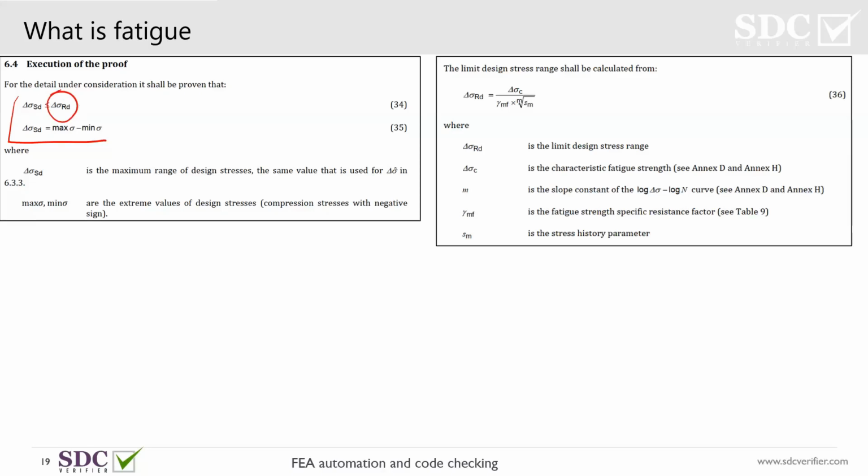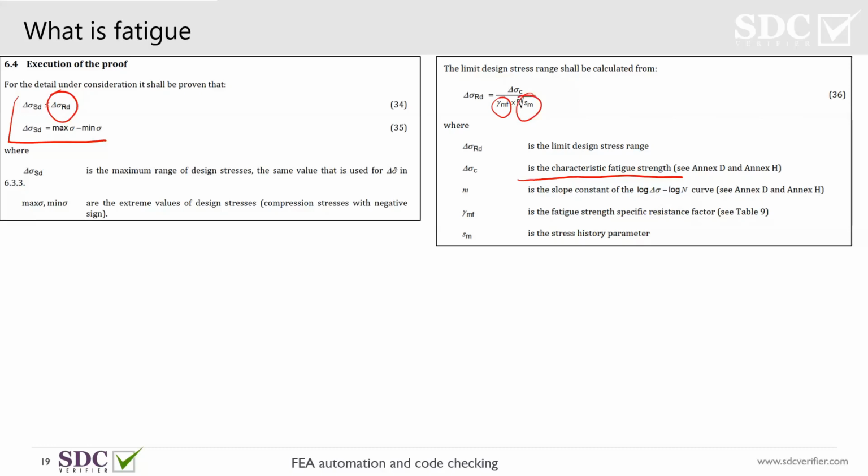According to the formula, we can already see what is crucial in fatigue, because the limit design stress range consists of several things. One is the characteristic fatigue strength, which is in short our notch classes or the weld quality. We have another factor here, which is the fatigue strength specific resistance factor. We will stop on it in detail. And last but not least, this is a stress history parameter, which was additionally involved in the EN 13001 revision compared to the FEM standard, which applies a kappa factor approach.